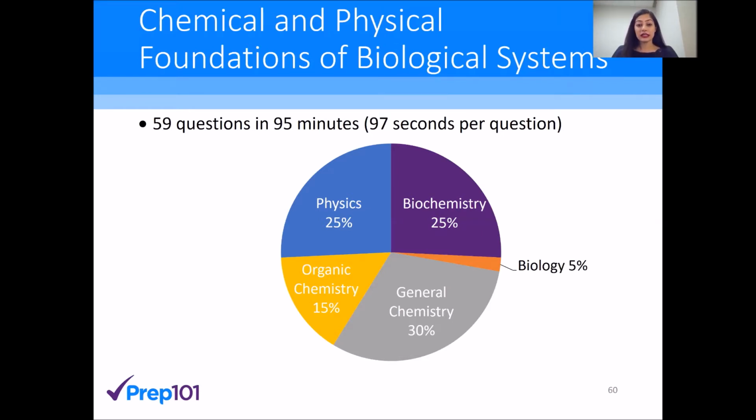The section is, although it's the physical sciences section, it is going to be comprised of 30% general chemistry, 25% physics, which are your physical sciences. However, a quarter of it, just the equivalent of what physics will be, is going to be biochemistry. 5% is going to be biology, and a pretty significant portion here, 15%, is going to be organic chemistry.